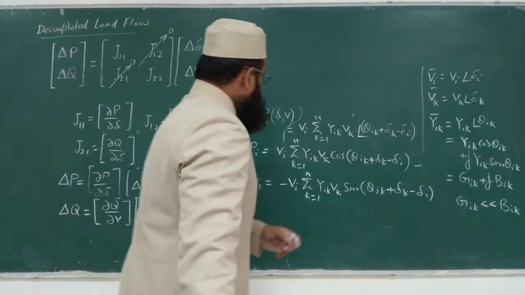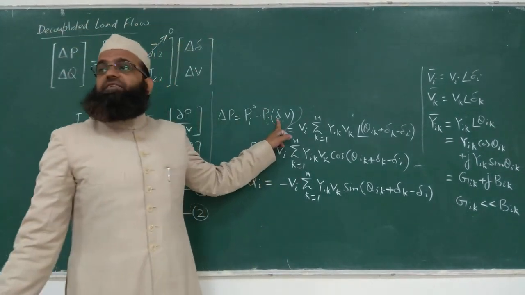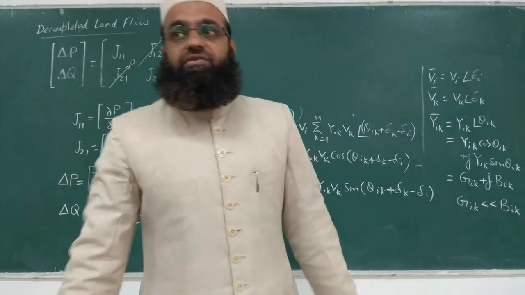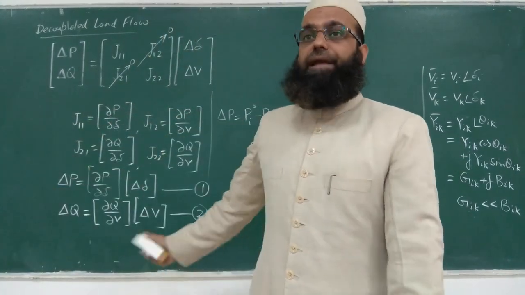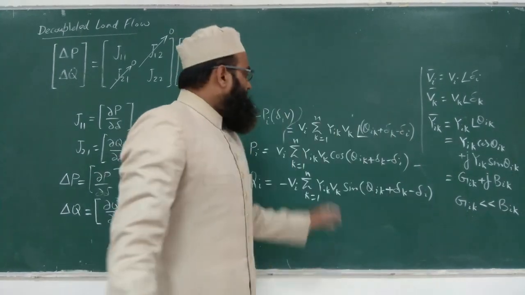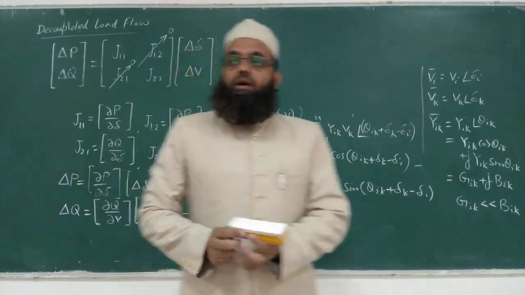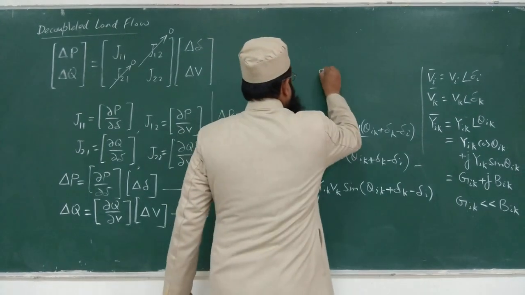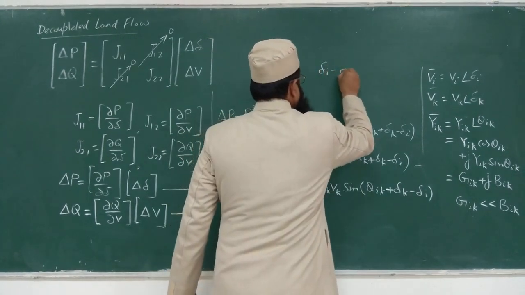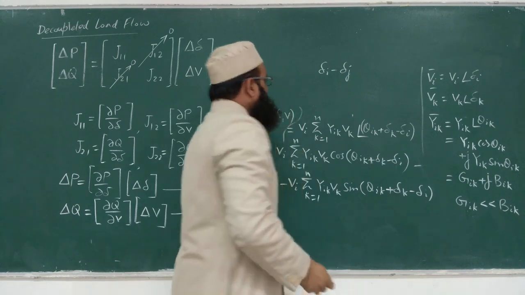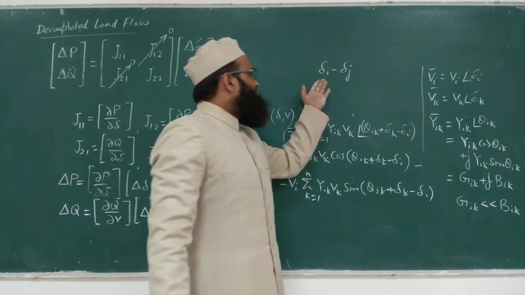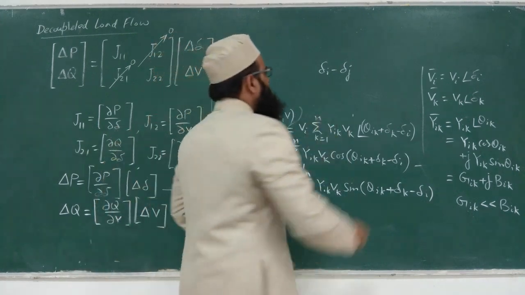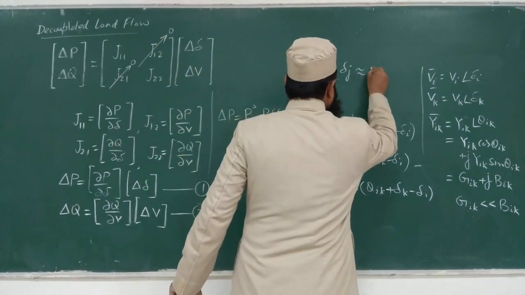Okay, this is phase angle. During stability analysis in coming lectures, we will see in detail. So we can see that the difference of two deltas, suppose delta I and delta J, is not very high, very less. So we may assume that these differences are nearly equal to 0.